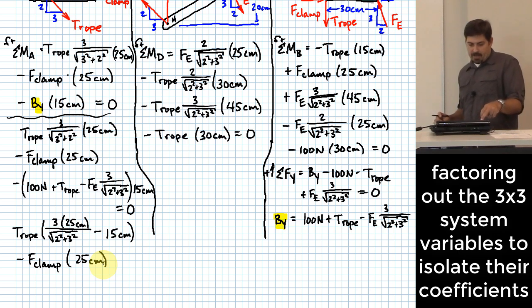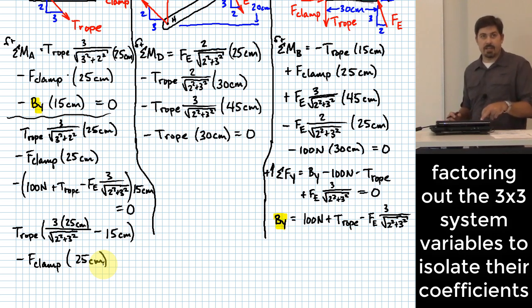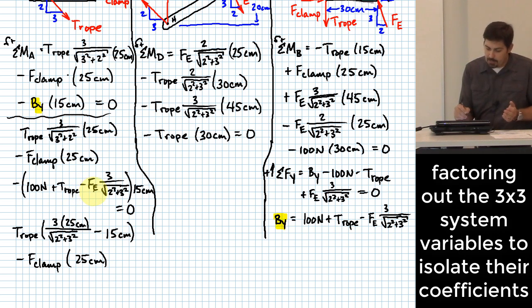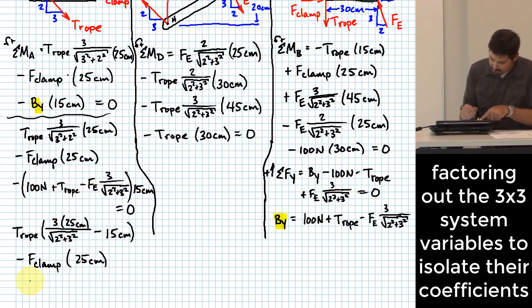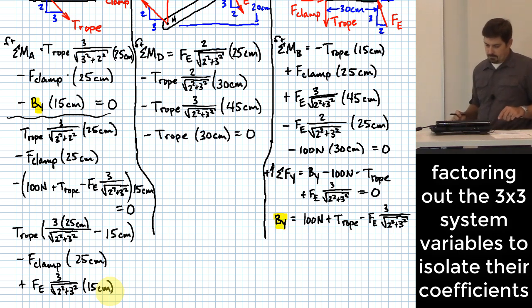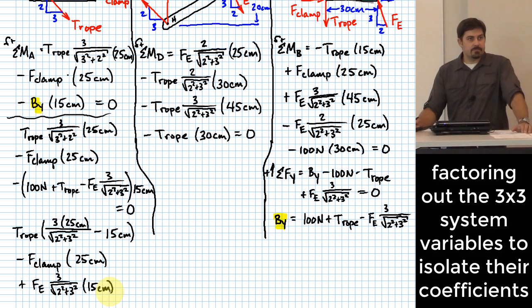what about Fe? Okay, it doesn't appear anywhere else but here, but we still probably ought to isolate it, right? And say we still have this Fe, right, times 3 over the square root of 2 squared plus 3 squared, okay, this times 15 centimeters. Okay. What else?